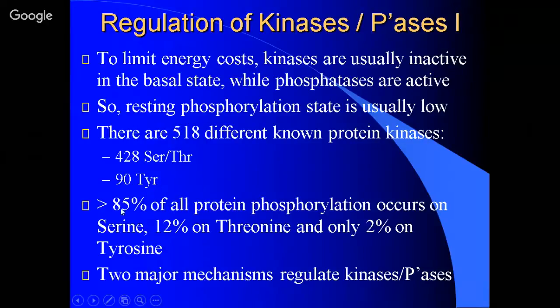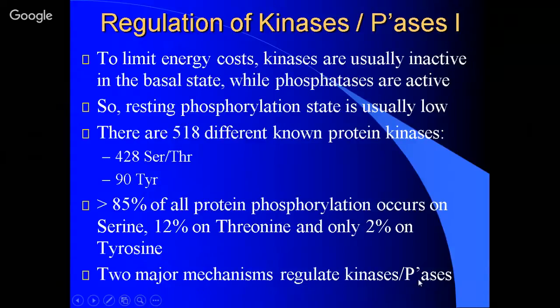In addition, if you look at it another way, more than 85% of all protein phosphorylation occurs on a serine residue, 12% on the threonine residue, which is very similar, and only 2% occurs on tyrosine. But this is an incredibly powerful and important 2%. Do not let that small bulk mislead you. You will see why this is incredibly important to the cell.